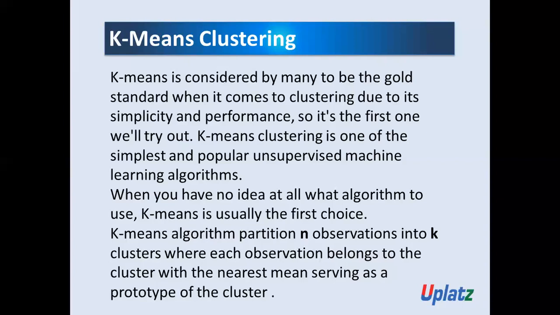K-means clustering is one of the simplest and most popular unsupervised machine learning algorithms. The k-means algorithm partitions n observations, where n is the total number of observations, into K clusters or groups, where each observation belongs to the cluster with the nearest mean, serving as a prototype of the cluster.